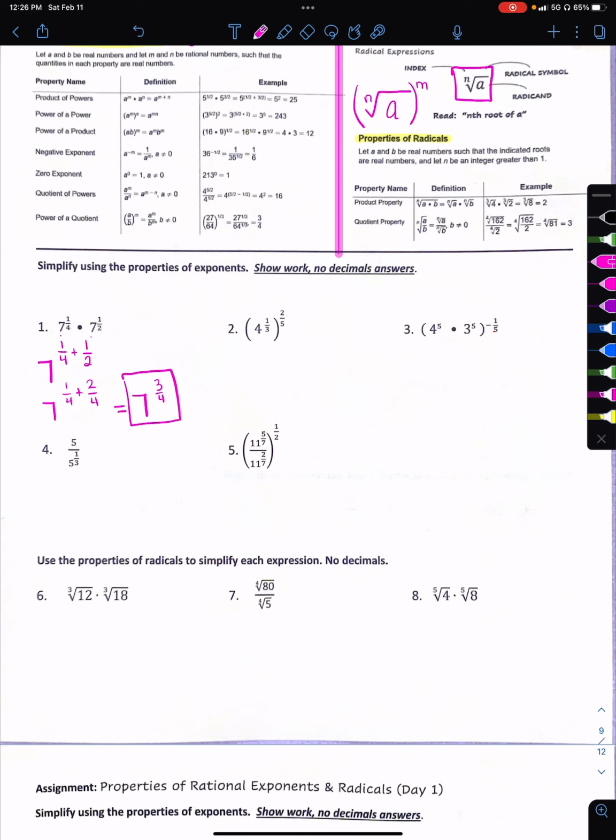Alright, on number 2, this one is a power of a power, where we have a power on the inside of the parentheses and a power on the outside. When we have that, we multiply the exponents. So on this one here, I'm going to have 4, and I'm going to do 1/3 times 2/5. So I'm going to do 1 times 2, 3 times 5. So that will give me 4 to the 2/15 power.